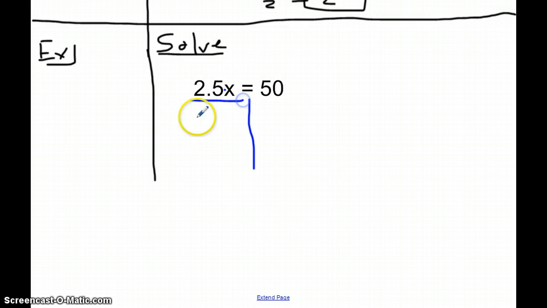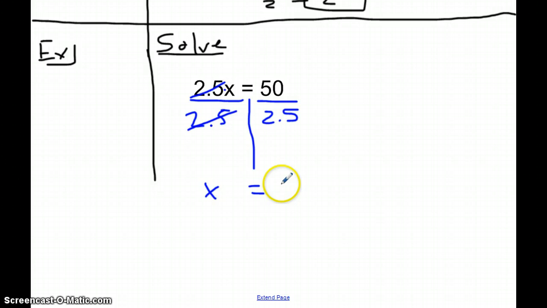Well, a way around that is using inverse operations. So the opposite of multiplying is dividing. So we could divide by 2.5 on both sides. Okay, when we do that, these two 2.5s cancel. When we get x equals 50 divided by 2.5, which is 20.